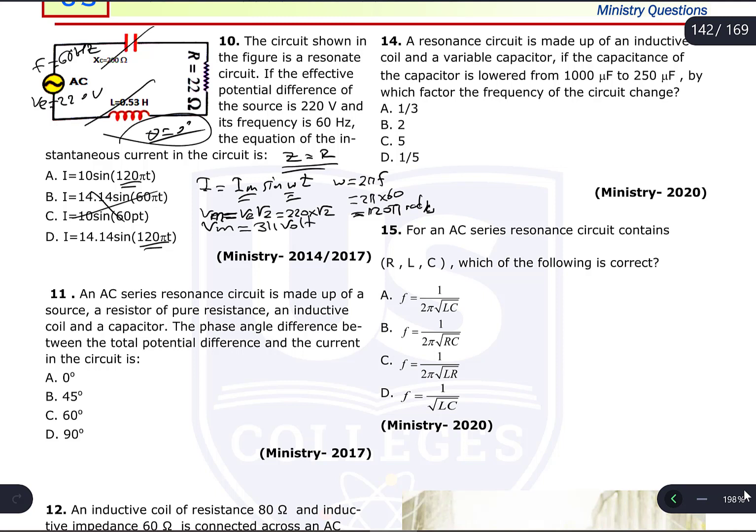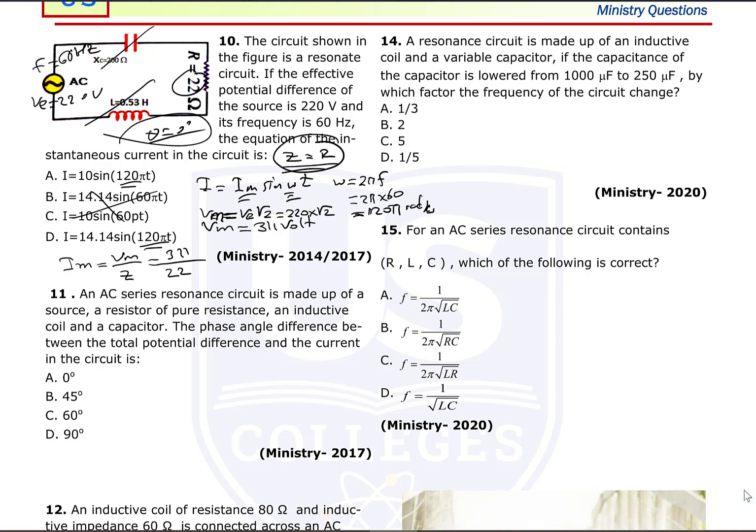So now I can calculate the maximum electric current. The maximum electric current is the maximum potential difference divided by Z. The maximum potential difference is 311. Because Z is equal to R, and our R is given in the question as 22, 311 divided by 22 is 14.14. So the maximum electric current is going to be 14.14. Then this is the correct answer: 14.14 sine omega t is the equation for electric current.